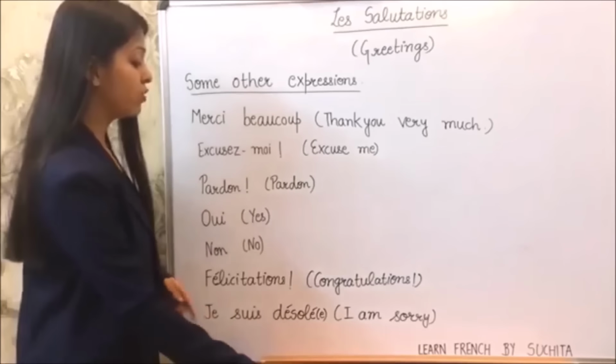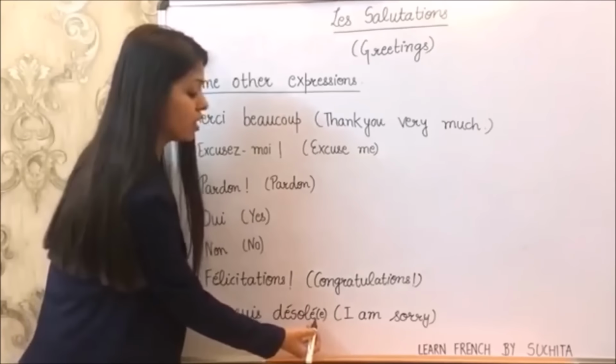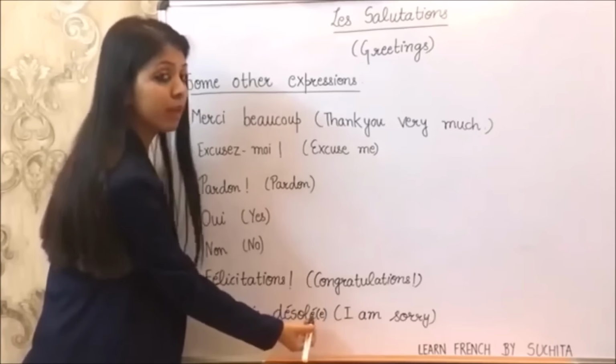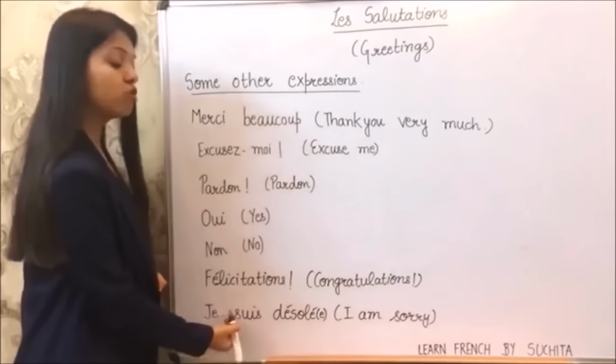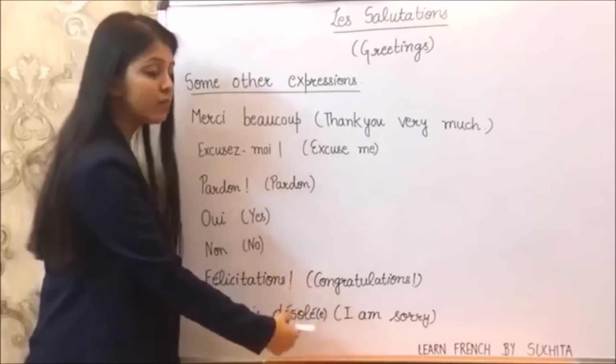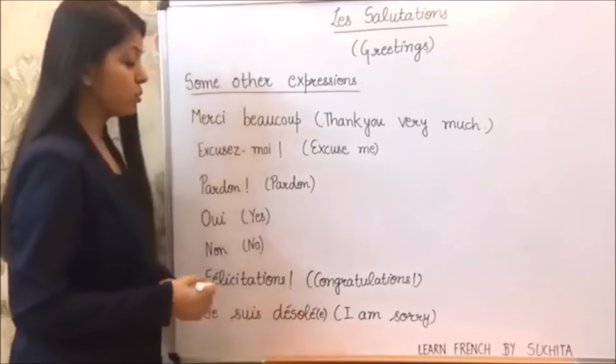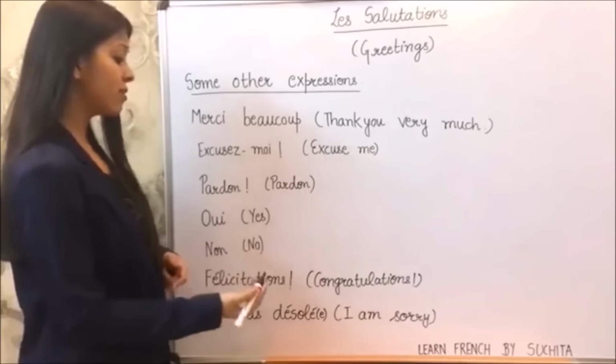And the last one is je suis désolé. Now here I have written E in brackets. Why? Because if the person who is male is saying this line as je suis désolé, he will not be writing this E. But if I am saying this line, je suis désolée, then I will write this E. So the meaning is I am sorry, or I can simply say it as désolé.